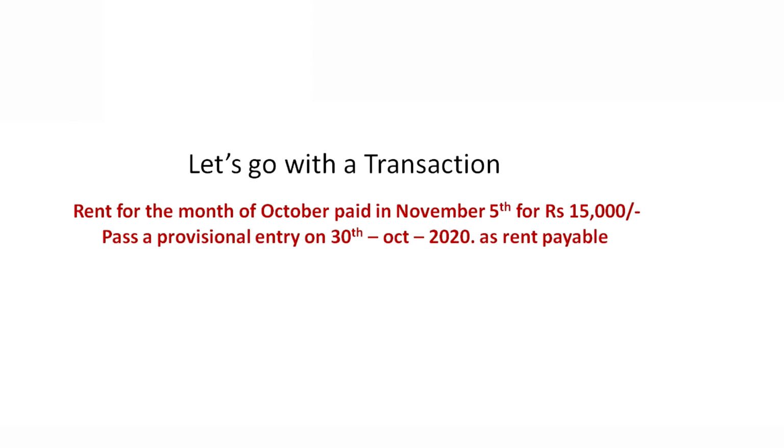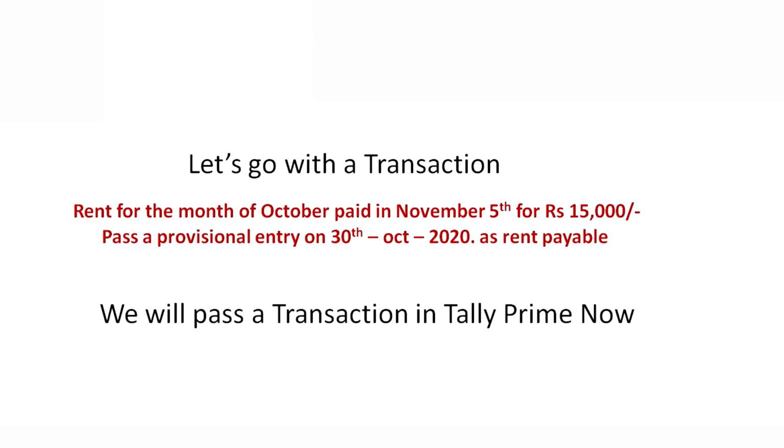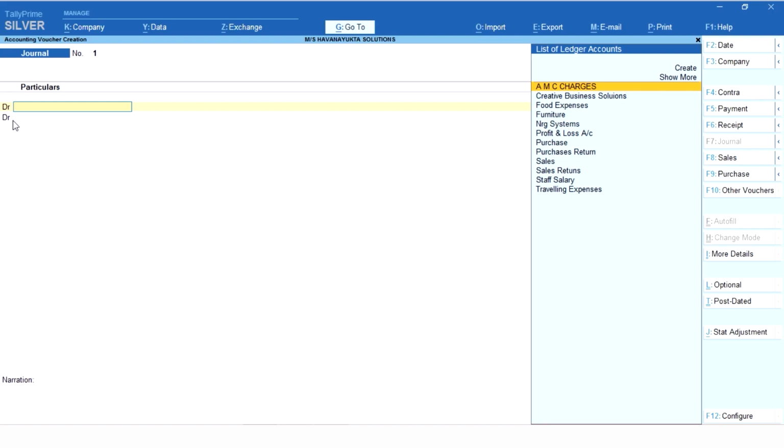For this transaction, we'll pass a journal entry on 30th October so that the transaction will affect my profit and loss account as an expense in the month of October, and in the balance sheet saying that it has to be payable on a future date. So let's see how to pass the transaction. We need to debit the expenses.